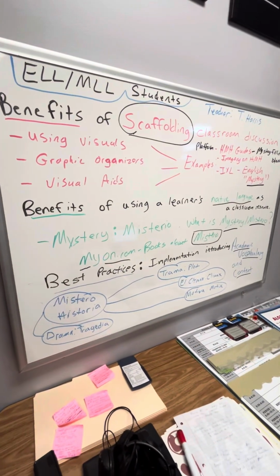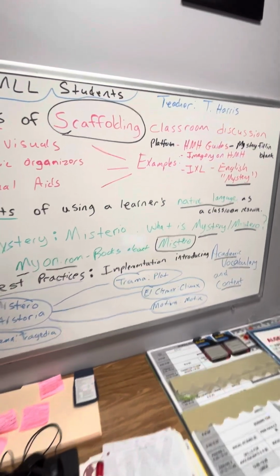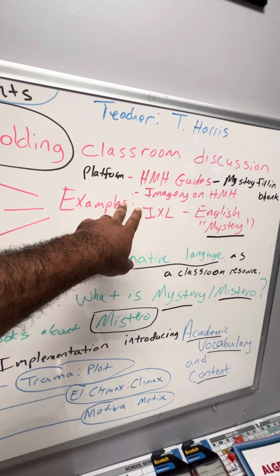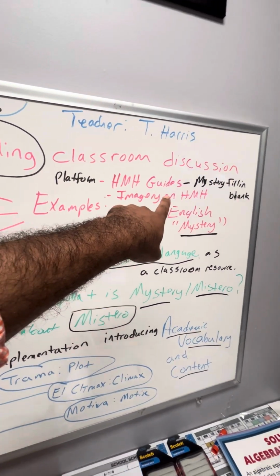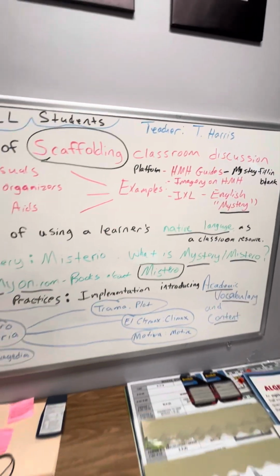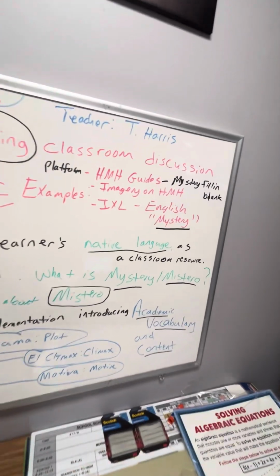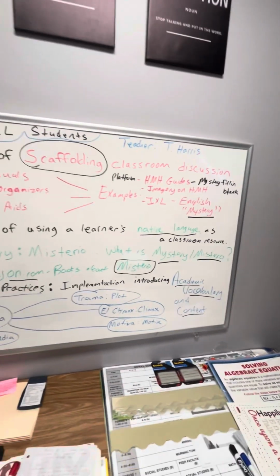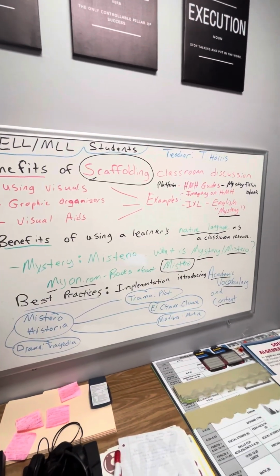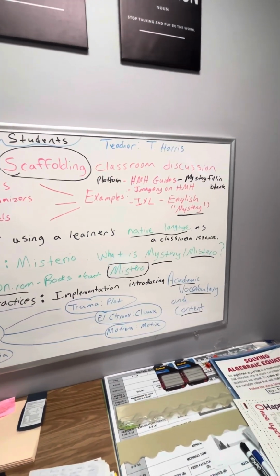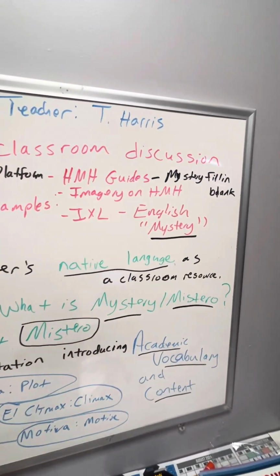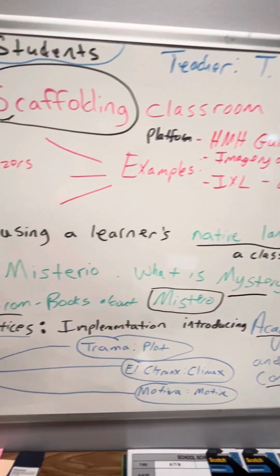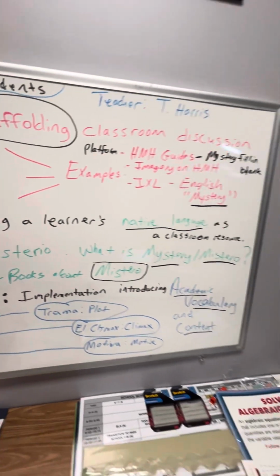Using those visuals leads to the use of many platforms, and one platform would be the HMH guide. For example, our guide for the day would be mystery, our key term on that platform. And on that platform, you'll have different lessons that can combine for the word mystery. And in Spanish, it's misterio.